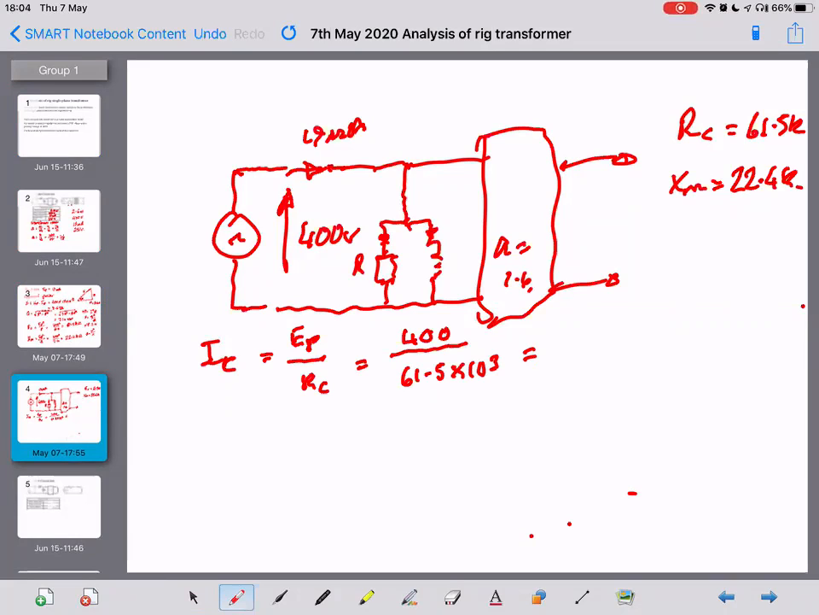I haven't got my calculator here, so I'll just go and get it because I've never done this one before. Just going to try and confirm that 19 milliamps is more or less right.